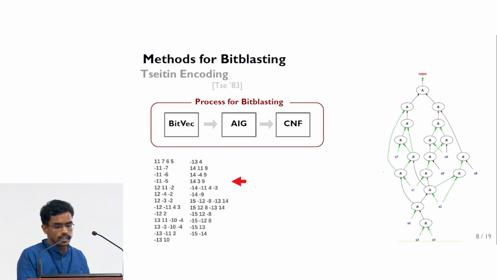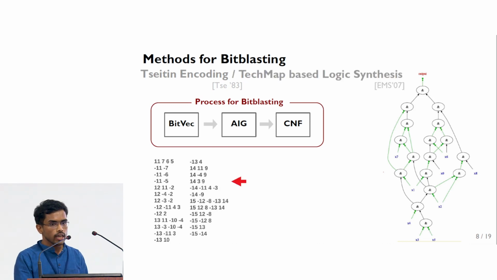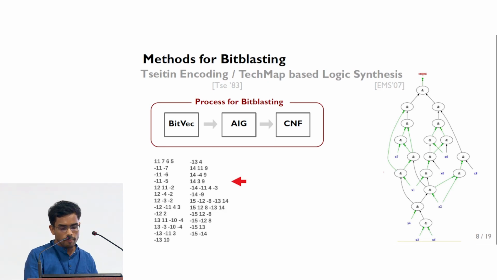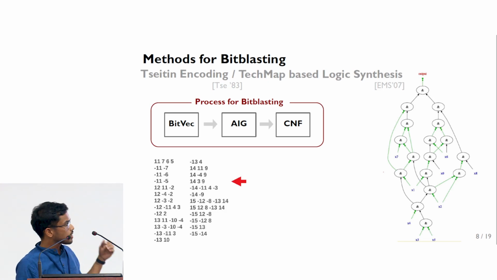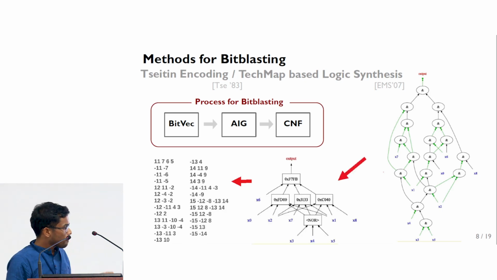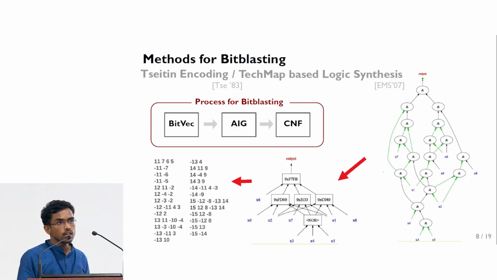There was another technique that came in 2007 called technology mapping-based logic synthesis. In this technique, they make a compressed circuit out of this AND inverter graph, and for this compact circuit, they make a compact CNF. So this CNF made using the technology mapping-based method is smaller than Tseitin encoding. But in case of satisfiability, it has been shown that it is not always helpful. In many cases, the Tseitin encoding is quite a bit more efficient than technology mapping.